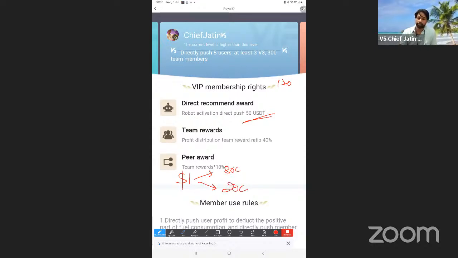Out of this 20 cents, now as I'm a V3, I'll be getting 40%. That means how much? 8 cents. That means 8% of the profit. This is the profit, 8%. Whatever the robot will be generating for the whole year in Mr. John's account, I will be earning 8%.